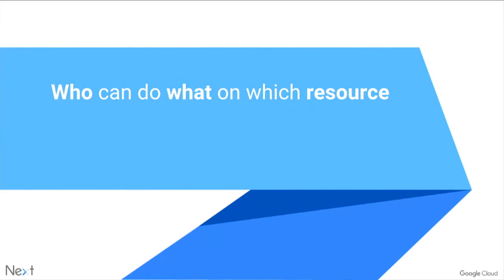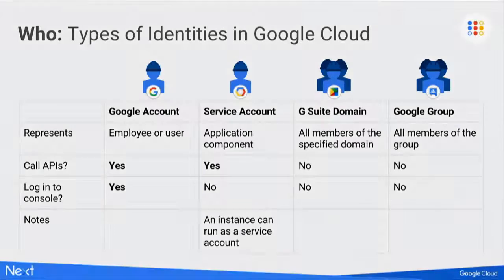IAM is about who can do what on which resource. Here are the different who's. There are 4 types of identities that you'll be using in Google Cloud. The first is a Google account. This could be someone's Gmail account, could be an account as part of your G Suite domain. These are accounts that belong to human beings. They can call APIs, they can log in interactively to the console.